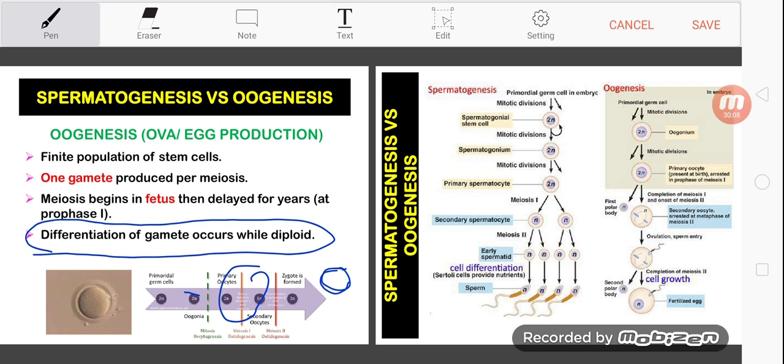Okay, so I think you have to read the reference book if you want to see clearly about this differentiation of gametes in oogenesis. Differentiation of gametes happens while diploid, where the primary oocyte is arrested at prophase 1. They already start to package the metabolic molecules.